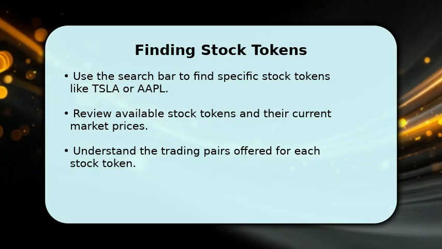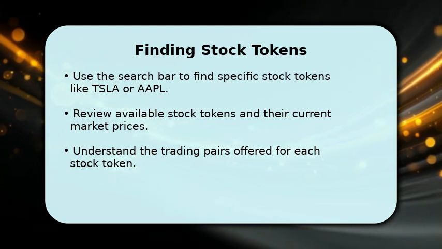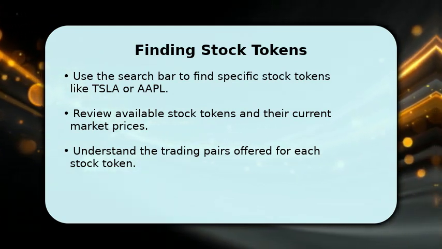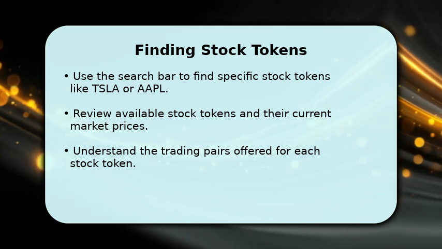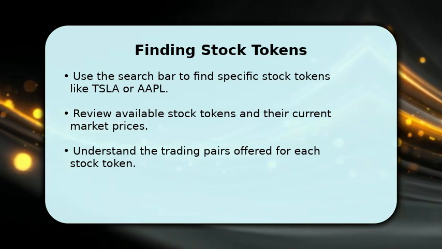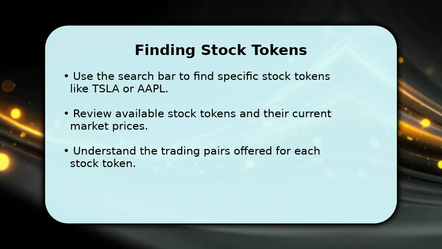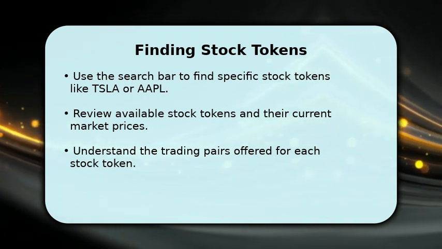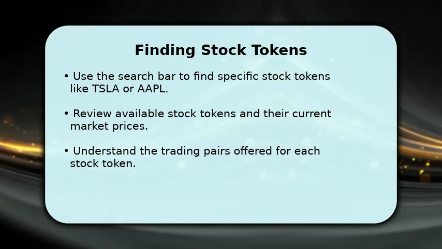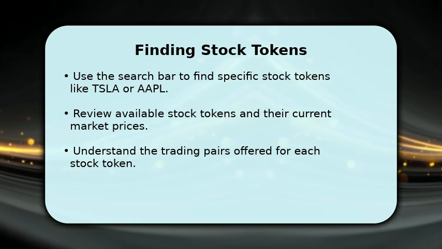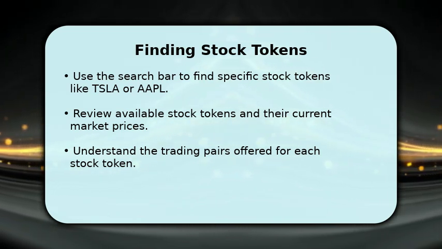After funding your account, head over to the trade section and look for stock tokens. You can use the search bar to quickly find specific company tokens, such as Tesla or Apple. Take a moment to review the current market prices and available trading pairs. This helps you make informed decisions before placing your order. It's a straightforward process to locate what you're looking for.